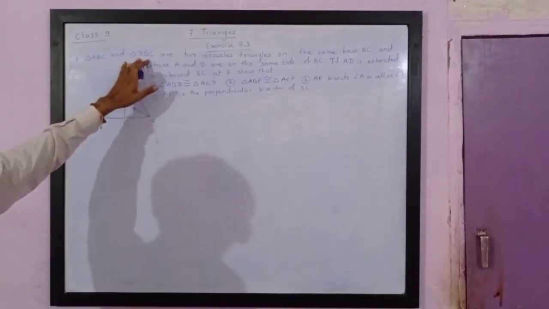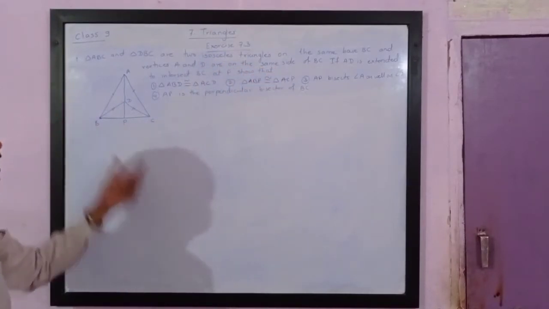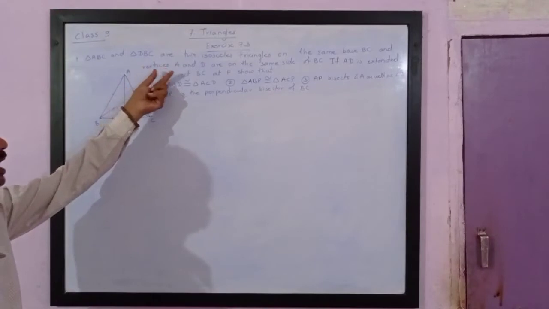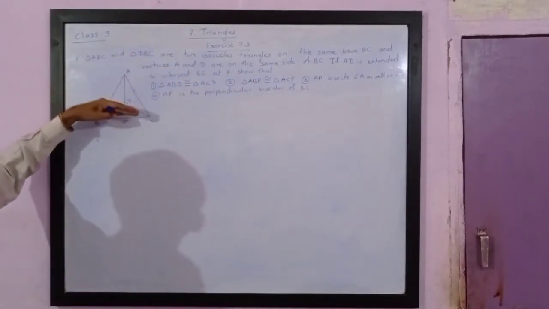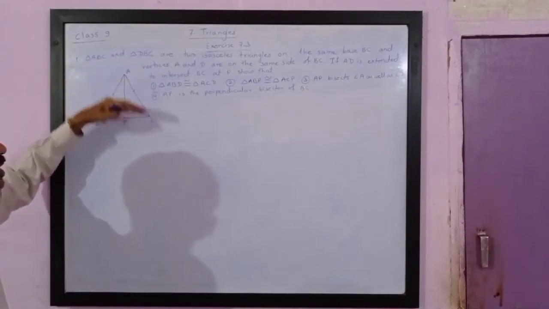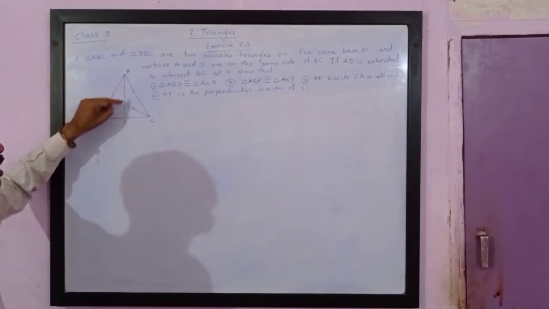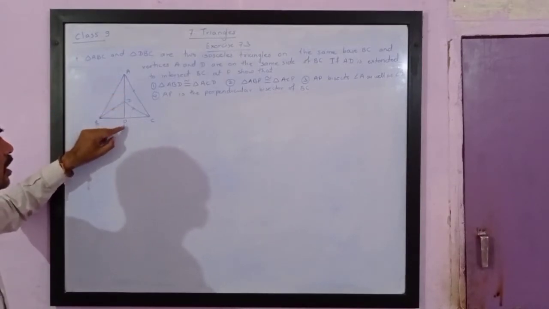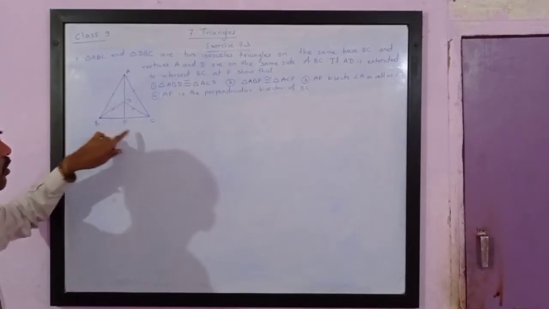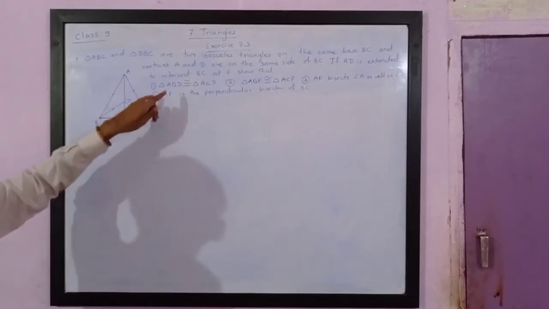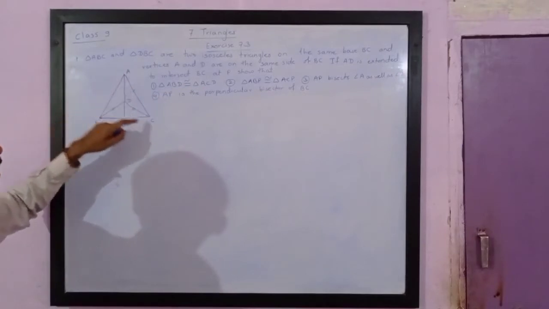Triangle ABC and triangle DBC are two isosceles triangles on the same base BC. So BC is the same base. And vertices A and D are on the same side of BC. You can see A and D are on the same side of BC. If AD is extended to intersect BC, the point is P. So if AD is extended further up to BC, we reach the point P. Show that triangle ABD is congruent to triangle ACD.